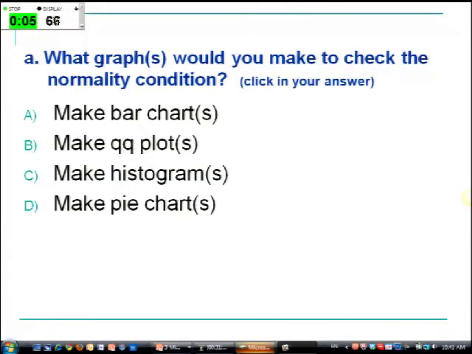On exam two, you might be asked to state the condition that is needed to do that technique, or you might be given some graphs to help you assess those conditions. You might be given a graph and asked, what condition are you checking with that graph? Can you state that condition correctly? Which ones? You can only pick one. Not too bad. We have a couple choices here that should not be selected and a couple that could be.